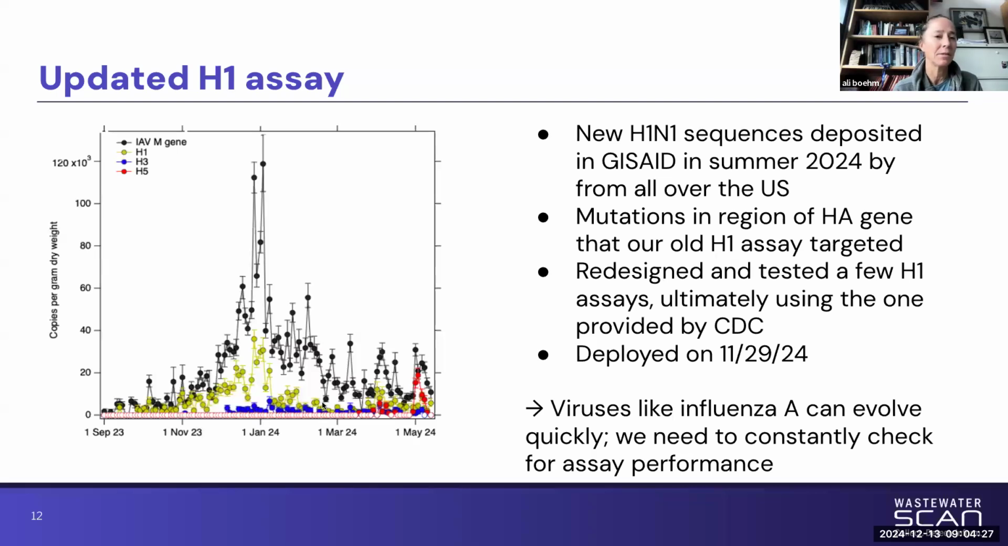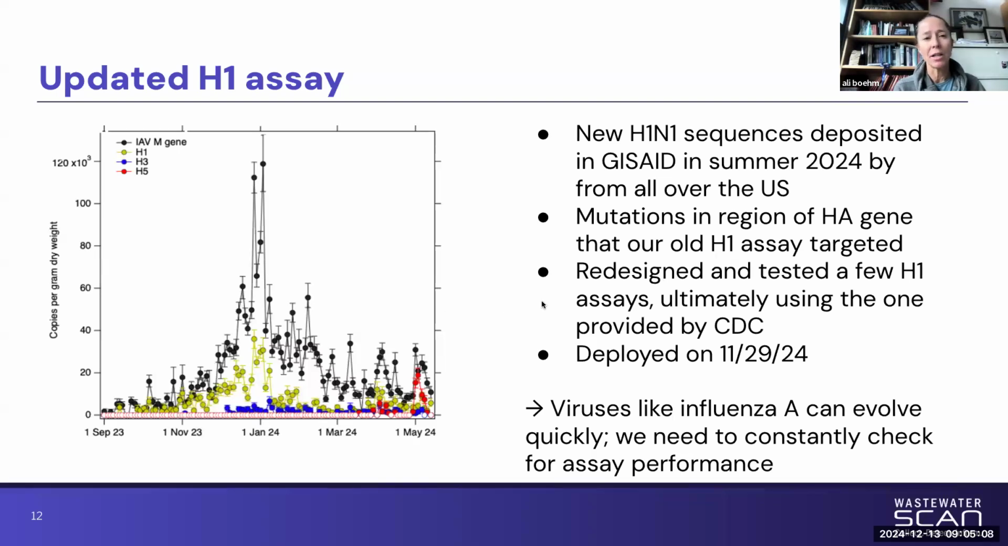What happened is over the summer, there were increased efforts to test and sequence flu because of H5 circulation, and a bunch of new sequences were deposited in GISAID for H1N1. It turned out that there was a mutation in the region of the HA gene that our old H1 assay targeted. So we are using a redesigned H1 assay. It is one that was provided by CDC's flu group, wonderful researchers. We confirmed that the assay should work and worked, and we deployed it on November 29th.